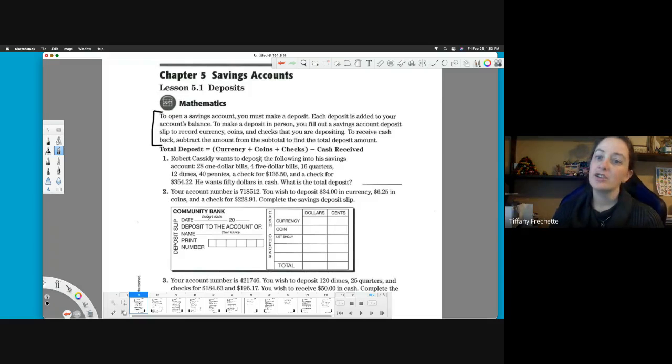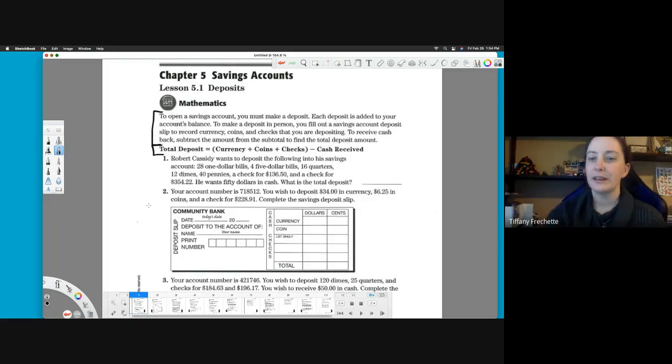All right, so that should sound pretty similar to the idea of a checking account. And this formula that they give us here is exactly the same formula as the checking account one. So we have total deposit equals the sum of our currency, coins, and checks, what we want to put into the account, minus any cash that we want to receive back. So if you're depositing money and you want to receive some money back, you're going to subtract that from your deposit amount, because obviously it's not going to your account, right? You're taking it.